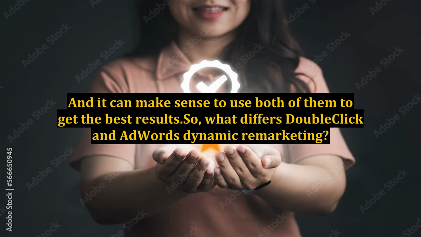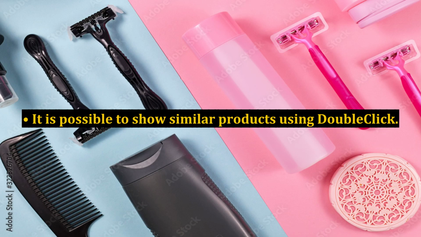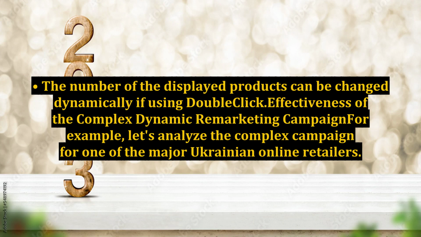Dynamic remarketing. DoubleClick dynamic remarketing doesn't allow using text ads. It allows setting the client logic to the product display. DoubleClick has 100 user parameters in a remarketing tag, while AdWords has 3 to 6 parameters. It is possible to show similar products using DoubleClick. The number of the displayed products can be changed dynamically if using DoubleClick.